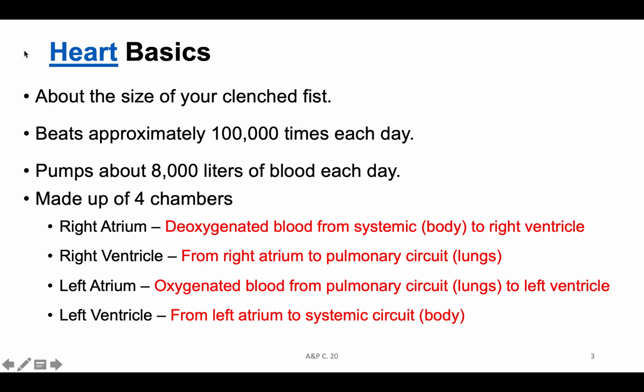So just some kind of basics about your heart. Your heart is about the size of your clenched fists, and it beats about 100,000 times a day. And during those 100,000 beats, it's pumping about 8,000 liters of blood throughout your body every single day.